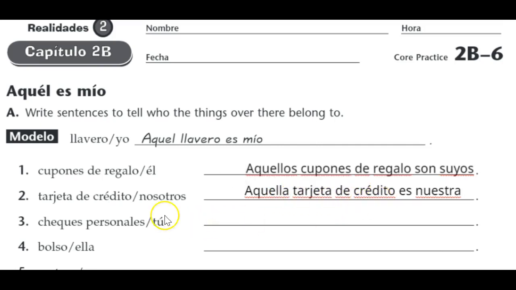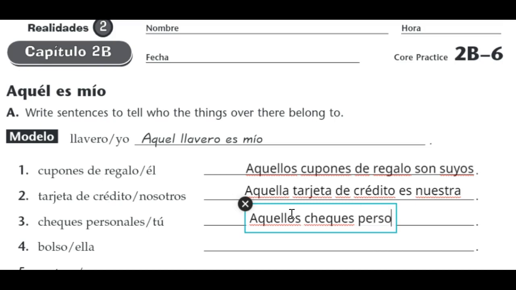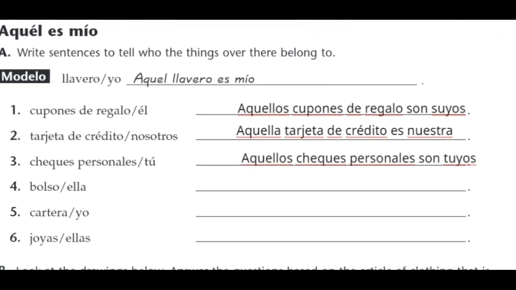Card of credit. Okay. Next one, you have cheques personales, which is, again, you have to know the gender of these things. Aquellos cheques, they are masculine. Cheques masculine. Personales. Okay, with aquellos cheques personales, we must use son because they are. And they're yours, tuyos. Okay, that's how that works. I hope you know the possessive adjectives in Spanish.